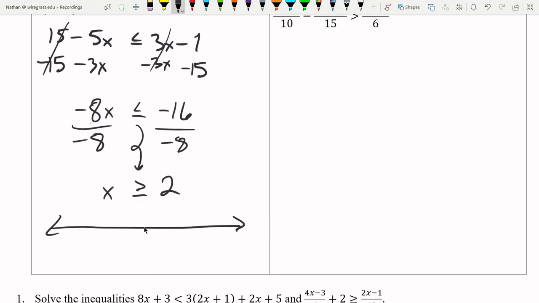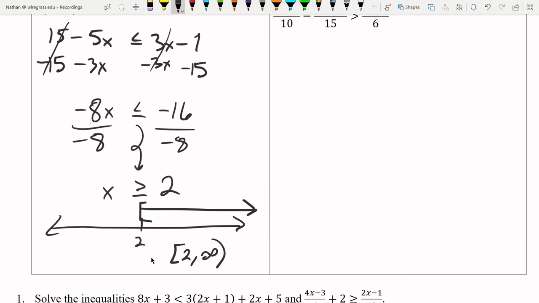X greater than or equal to 2. Well, 2 is this. If it's equal to, that means it can be this border point. And it's greater than it, so it's going to be everything on this side of the real number line. So I'm going to use a bracket and draw a line. And that tells me that it is the interval 2 to infinity.